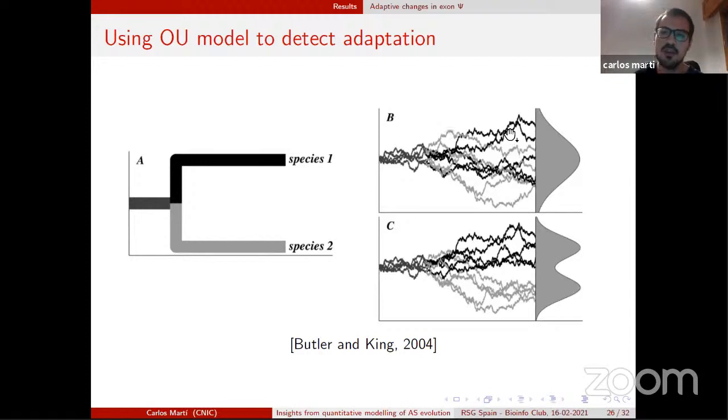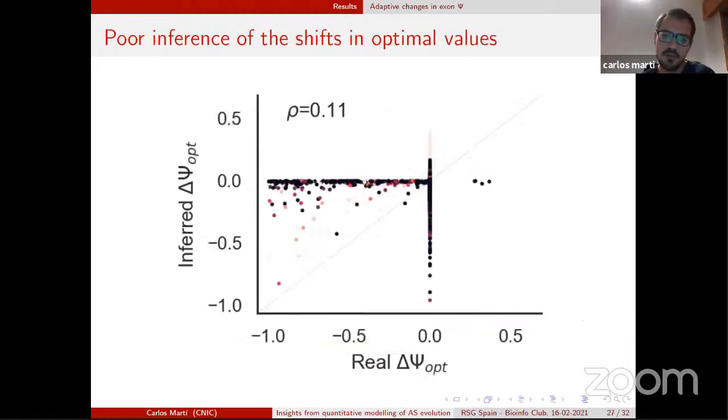In contrast, if the two groups of species are evolving under the same optima, they will converge to the same distribution. So first, before going to our data directly, what we did is to make some simulations in which we simulated changes in the optimal inclusion rate across the phylogenetic tree in our dataset, and we tried to infer them with our model. And what we see is that the correlation is very poor, suggesting that we are not doing a good job with our model when inferring this.